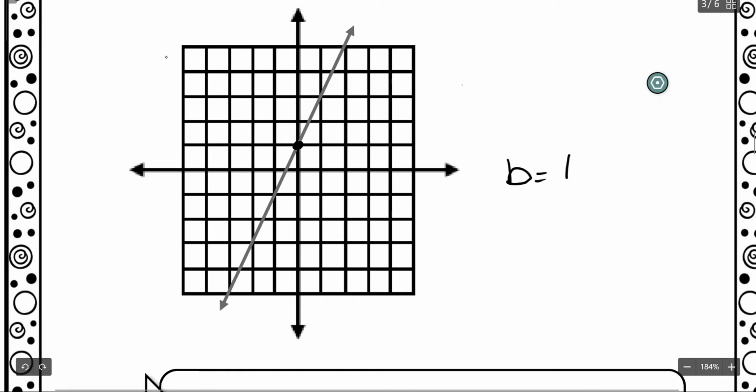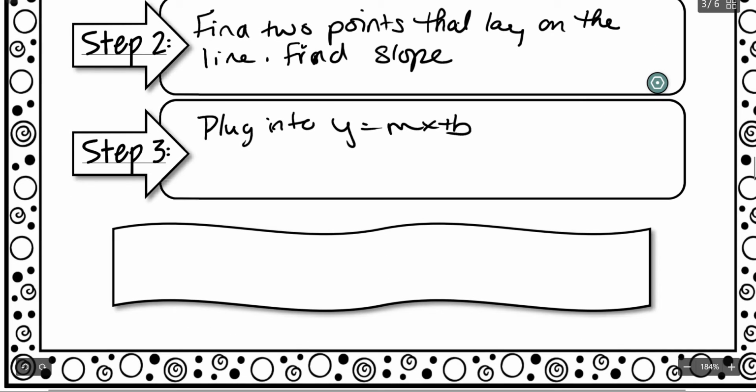So from here, our next point that goes through is this one right here. We're going to rise 1, 2. So let me change those colors. We're going to rise 1, 2. And we're going to run 1 in the positive direction, so our slope is 2. Which puts our equation as y is equal to 2x plus 1.